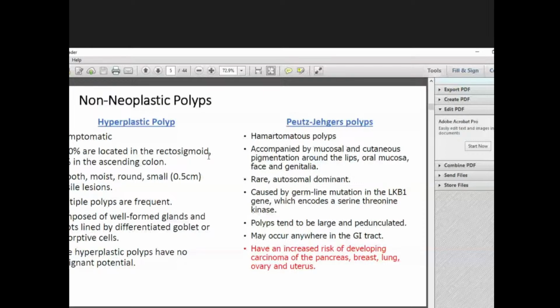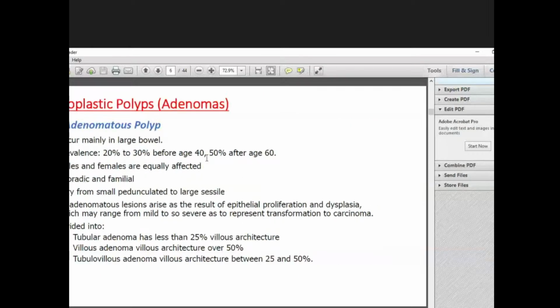Now we go to the neoplastic polyp. This can be benign or malignant. The benign one is the adenoma or adenomatous polyp. They are commonly seen in the large bowel. They can be seen in 20 to 30% before the age of 40, and as we grow old, their incidence also increases, to 50% by the age of 40. Oh, sorry, males and females are equally affected in this. There is no sex predilection over here.